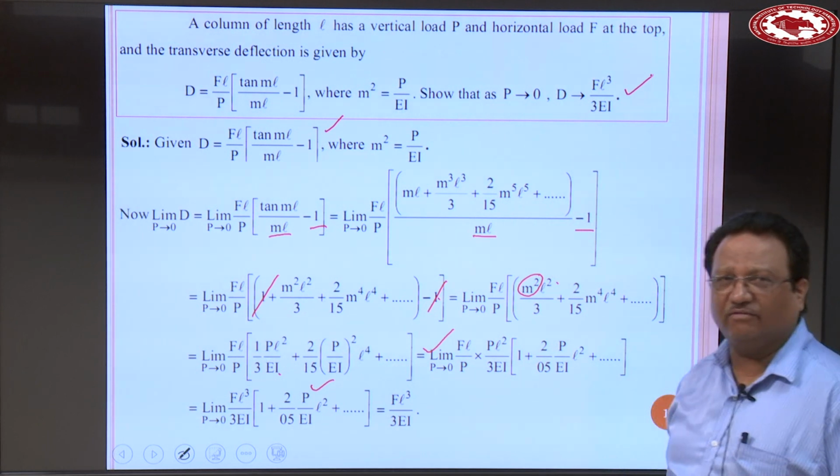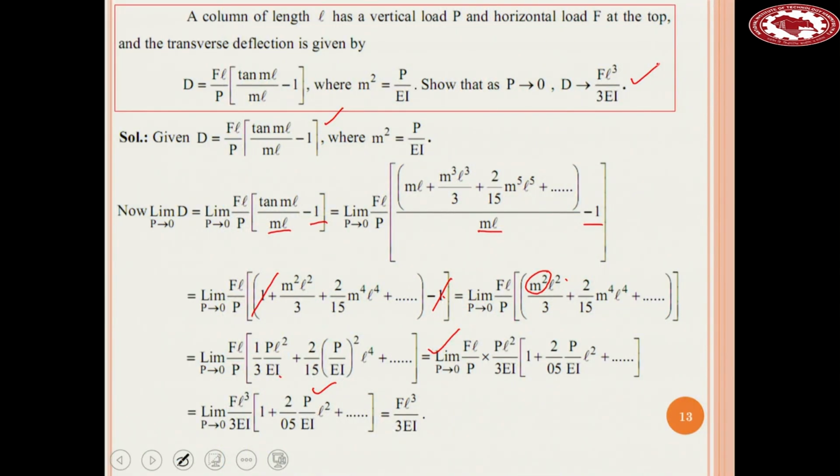Accordingly you can solve all this type of problems, okay, without using Cauchy's rule or L'Hospital rule. Okay, you can solve many problems with the help of this expansion method.